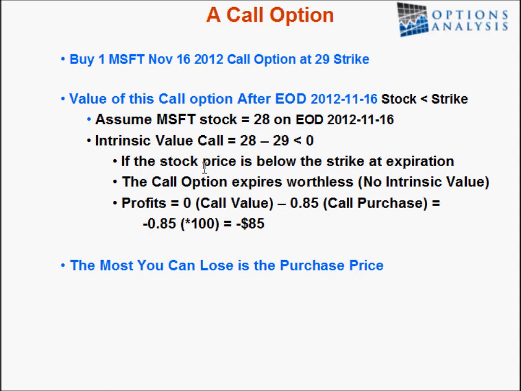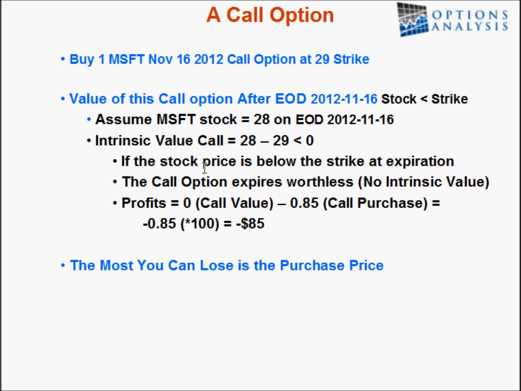What will happen to this call option if something different happens in the future? What if the stock is less than the strike price? For computational purposes, let's assume that Microsoft ends at 28 on November 16th. The intrinsic value of the call, that is, how much is the call in the money, how much is the stock price above the strike price of 29? Well, 28 is not above the strike price of 29, so the intrinsic value of the call is negative, which means that the call has no value.